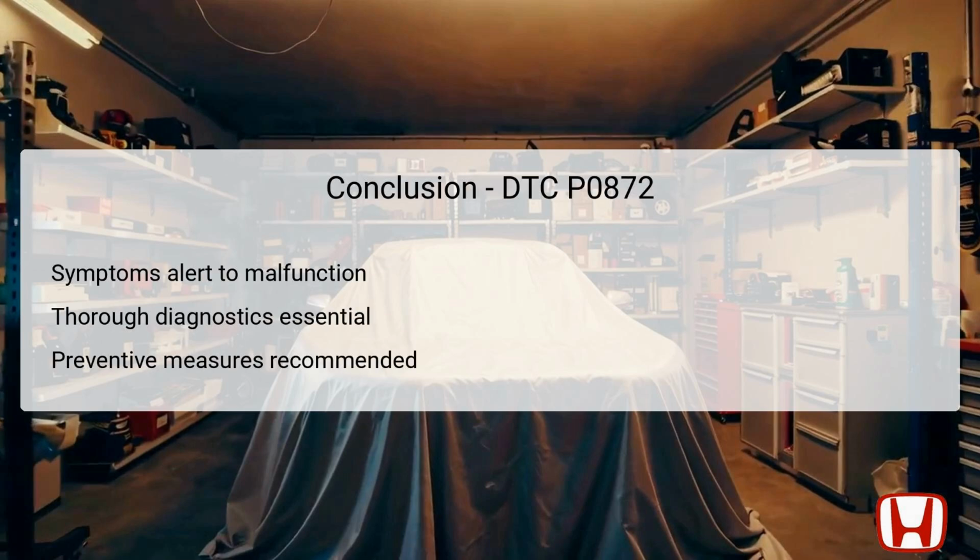In summary, DTC P0872 highlights significant issues related to the transmission fluid pressure switch C, with clear symptoms that include MIL illumination and poor transmission performance. Thorough diagnostics are essential to accurately determine the root cause of the issue, whether it's a faulty switch, wiring problems, or PCM malfunction. Each step taken in troubleshooting can unveil important insights that guide effective repairs, emphasizing the need for a systematic approach.